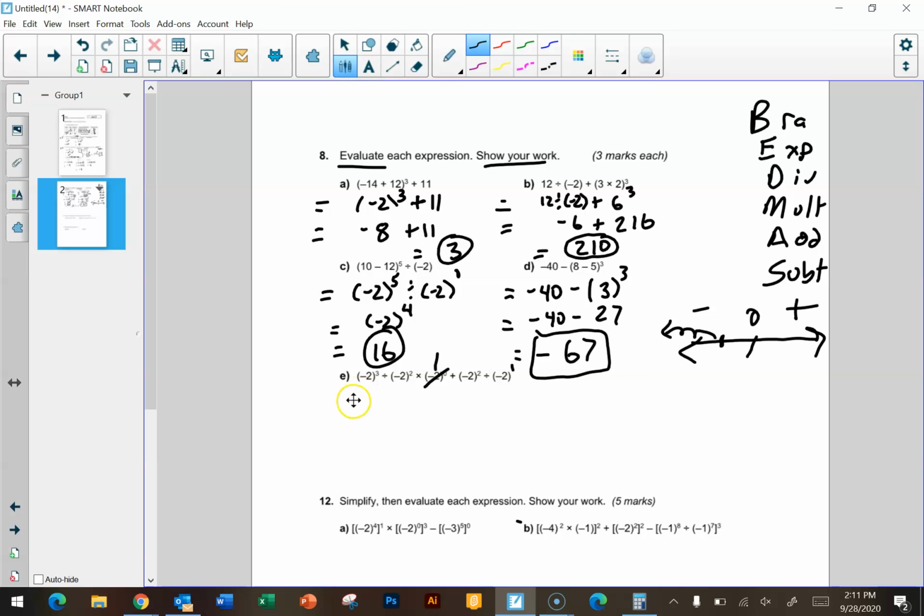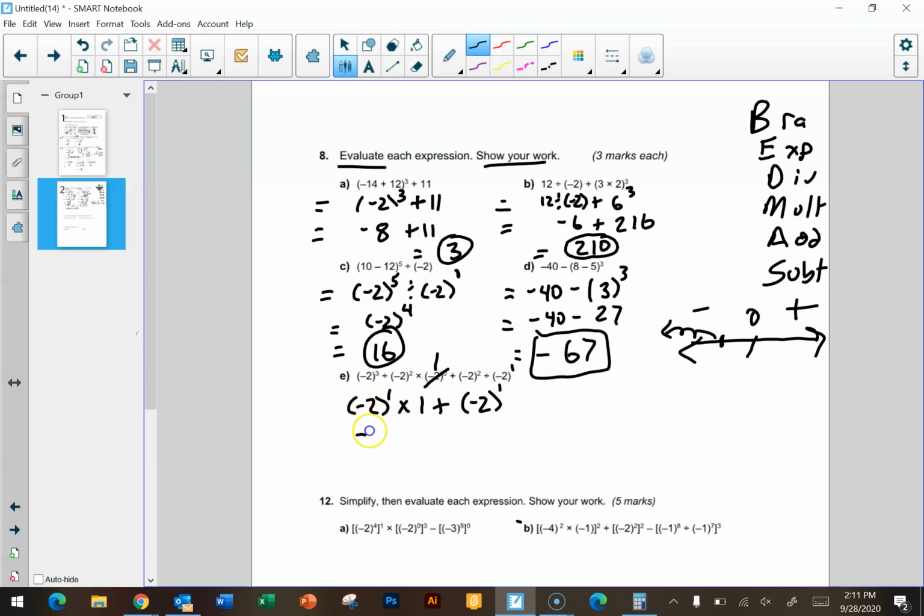Negative 2 to the power of 3 divided by negative 2 to the power of 2, so our base is negative 2. Division means we subtract the exponent, so 3 minus 2 is 1. Times 1, that's easy. Plus negative 2 to the power of 2 divided by negative 2 to the power of 1, so that's going to be negative 2. Once again, we're dividing, so we subtract. 2 minus 1 is 1. Okay, this is going to be pretty simple.